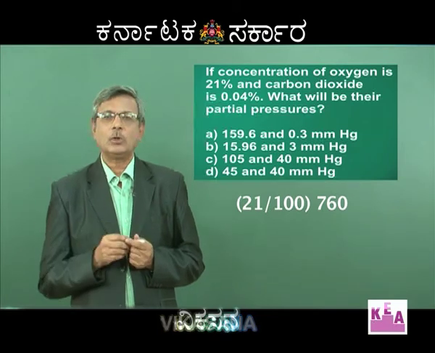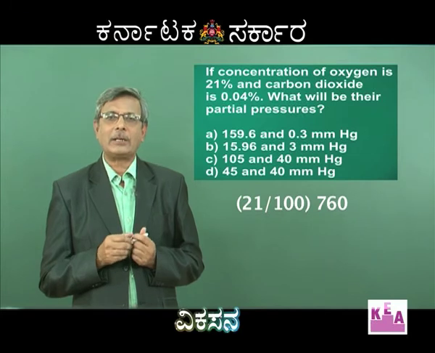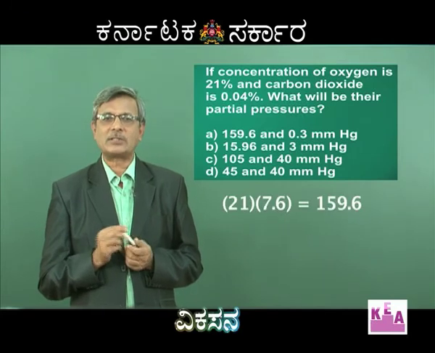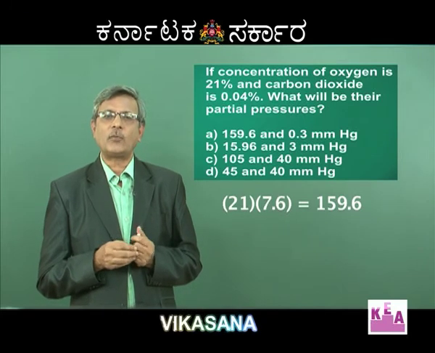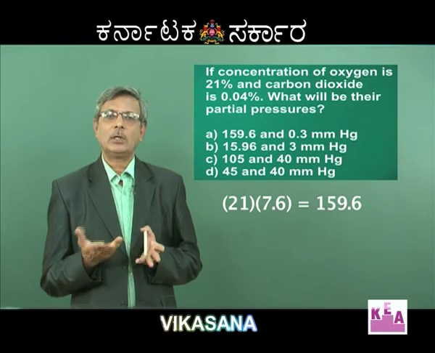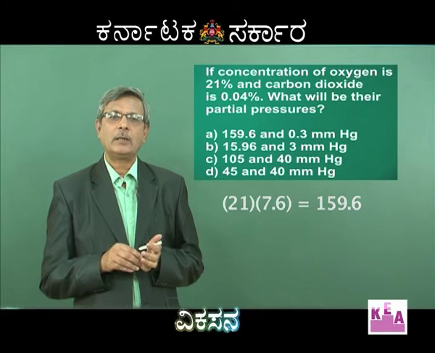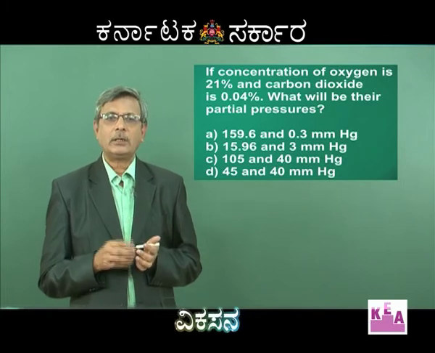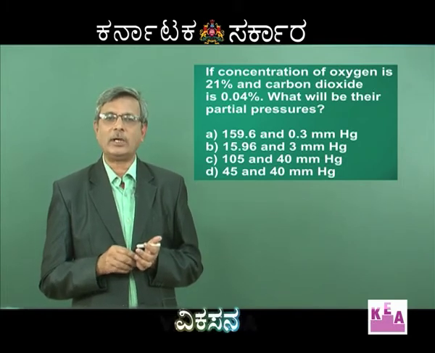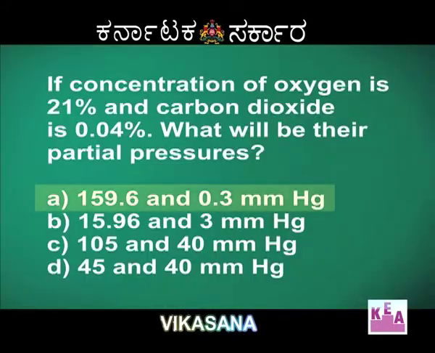So, if you divide this and multiply 21 with 7.6, it comes to 159.6. So, if the partial pressure of oxygen is 159.6, naturally 0.04% is 0.3 millimeters mercury. So, option 1 is correct.